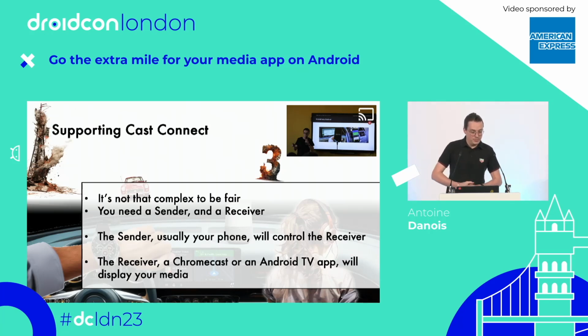There are two ways to create a receiver. The Chromecast is mostly a web view, so you control a website with your phone. But with an Android TV app, there is another way to do it, and it's not by doing a web view. So it's a little bit easier for us as Android developers to use the Android TV way. But obviously, you need an Android TV app.